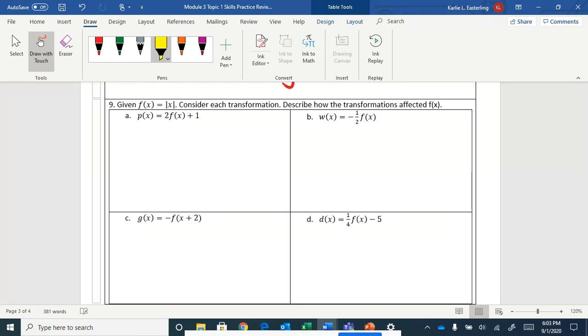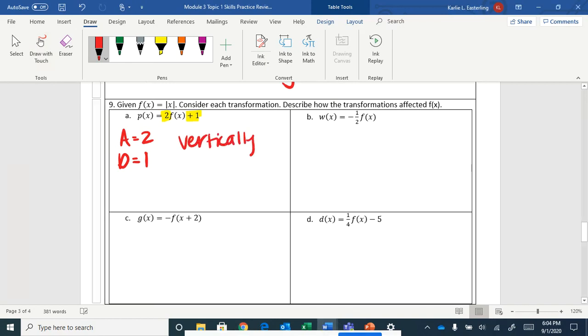So what I would personally do is I would go in here and look at my new differences. So for A, it's that 2 out front and then that plus 1 on the end. So that means that my A value here is 2 and the D value is positive 1. So that A value means that we are going to vertically stretch.